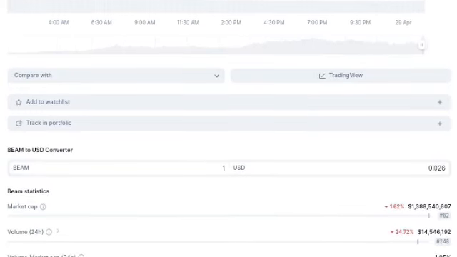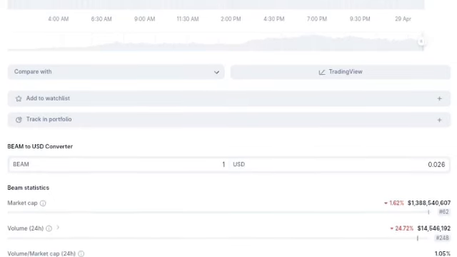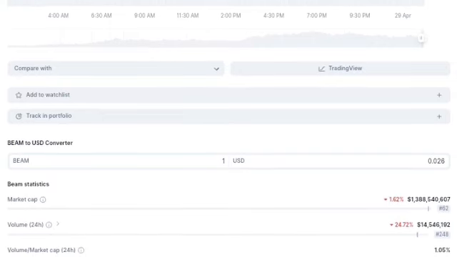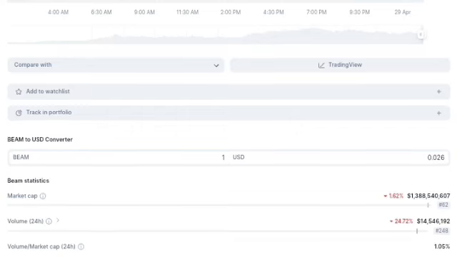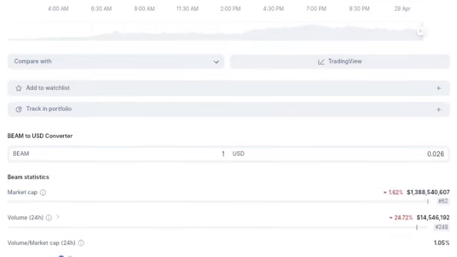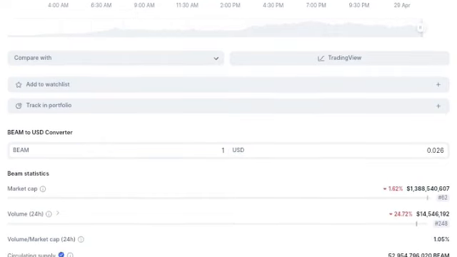The potential for resurgence always exists, and with support at 6.3 cents and resistance at 13 cents, Beam could still surprise us. While Beam currently shows a bearish trend, only time will tell if it can turn the tables and show a resurgence. The future of Beam, like all cryptocurrencies, remains an exciting blend of uncertainty and potential.